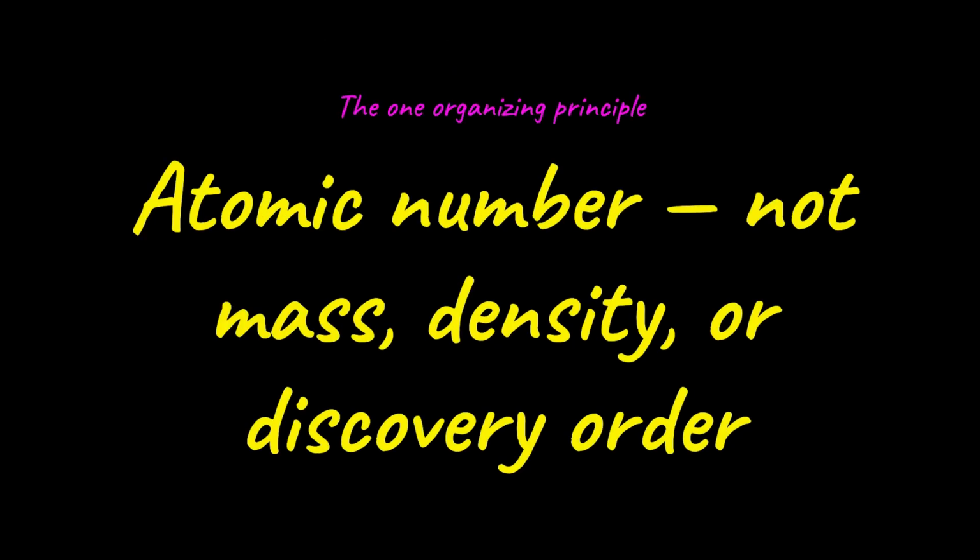Remember, the periodic table is not sorted by atomic mass, density, or discovery order. Atomic number. What is it? The proton count is the single axis that aligns chemical recurrence and makes every trend in the table predictable.